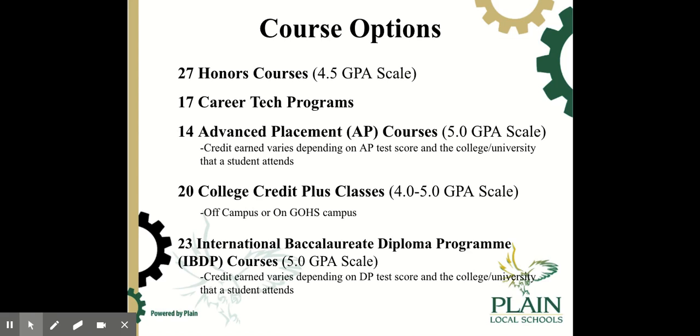We have a ton of course offerings here at Glen Oak. We offer 27 honors courses, 17 career tech programs, 14 advanced placement or AP courses, 20 college credit plus courses, which students can also choose to take on a college campus and not just at our Glen Oak campus down the road if they choose to do so. And 23 international baccalaureate courses, and those courses can be taken as a junior and a senior here at Glen Oak High School.